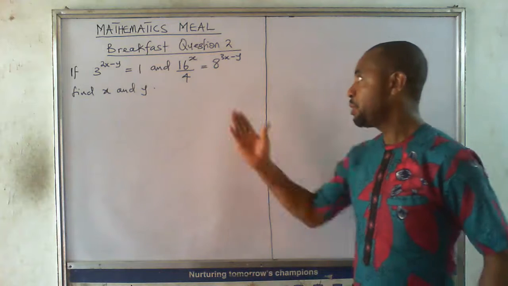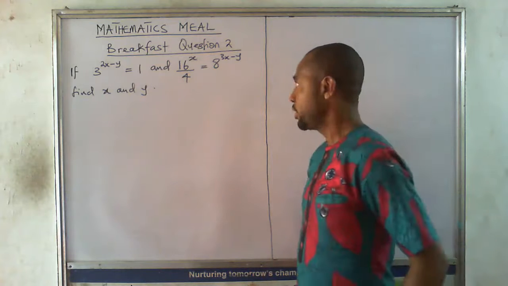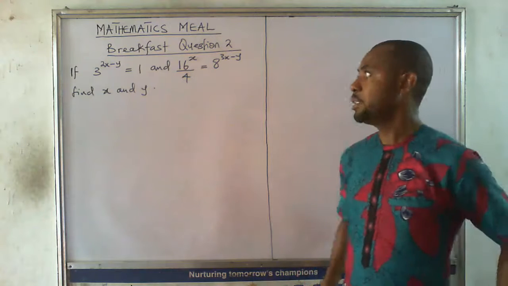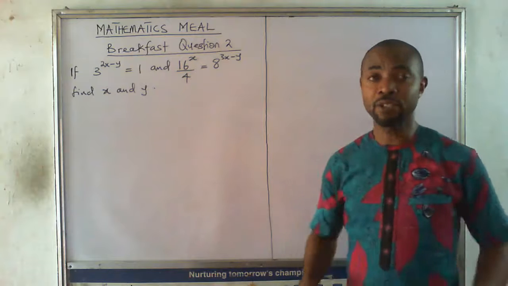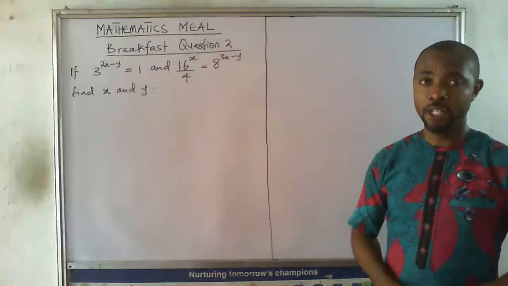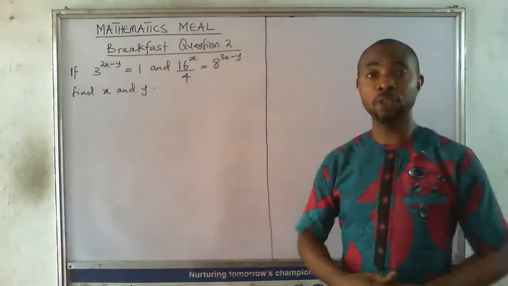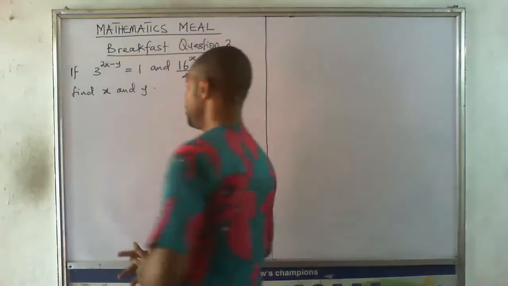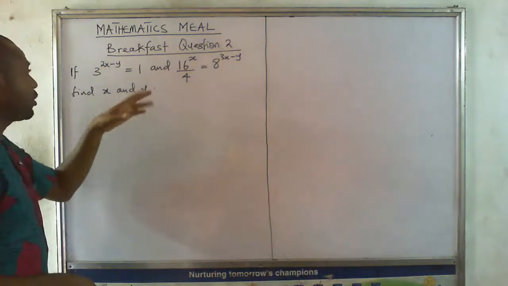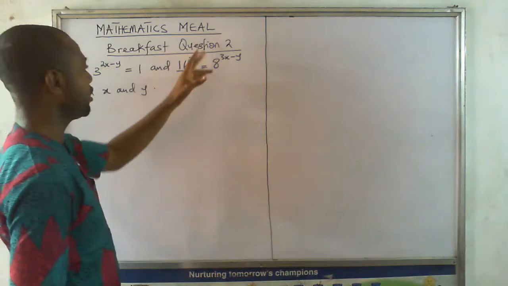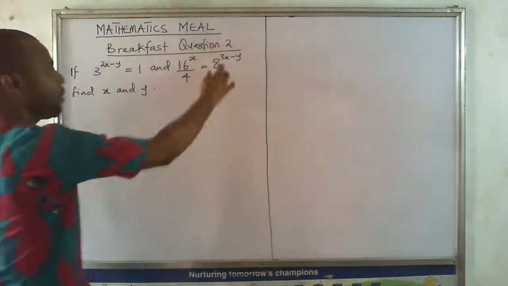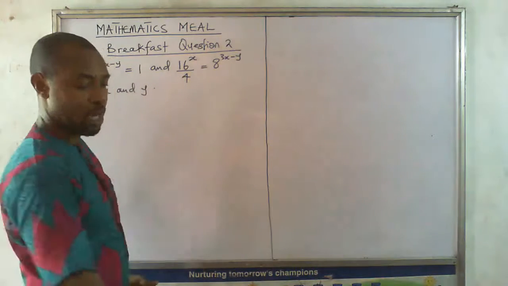All right, today on breakfast question, the question is from the topic indices. And the aspect of indices that we are going to solve question from is on indicial equation. So let's go together on this breakfast question. We are given if 3 raised to the power 2x minus y is equal to 1 and 16 raised to the power x all upon 4 is equal to 8 raised to the power 3x minus y.